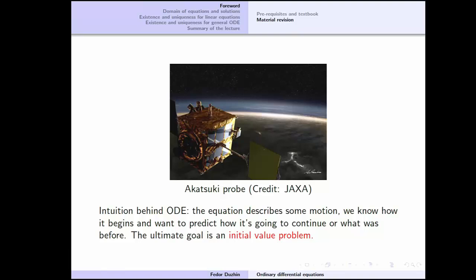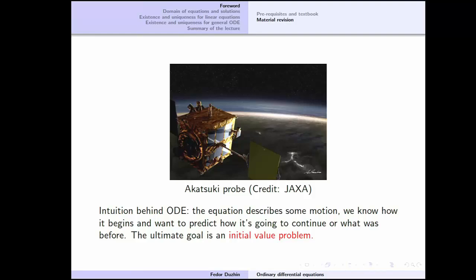So maybe I want to tell you this story about this probe that you see on the picture. So this is the Akatsuki probe. It was sent to Venus, and unfortunately, when it approached Venus, the main engine broke, and it couldn't enter the Venus orbit, and it just flew away to the space. And it went around the sun, and it went on just revolving around the sun for a few years until it approached Venus again just by chance.